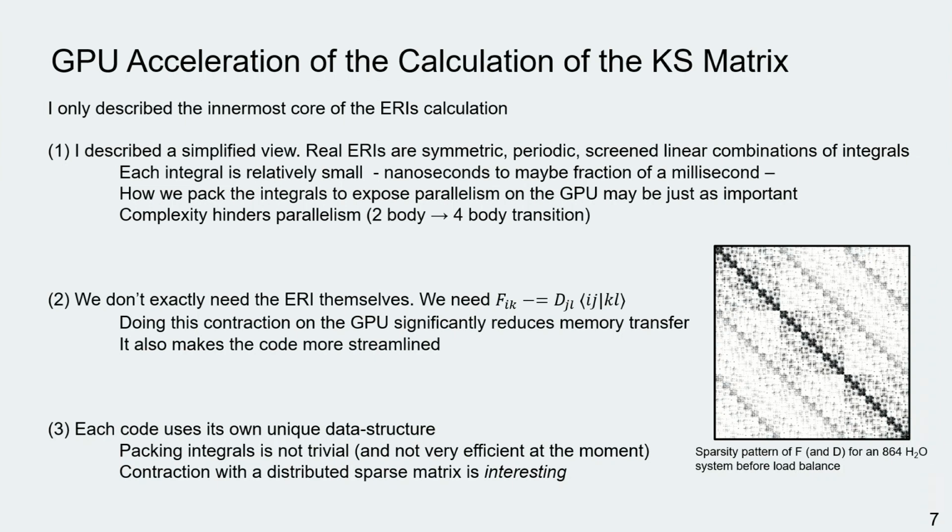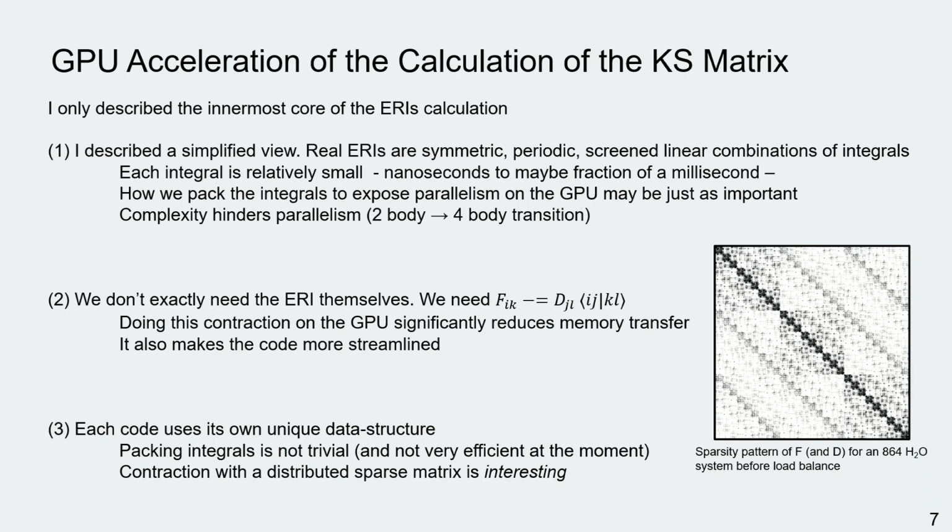Essentially, we could use some intermediate values that can be computed before the actual integrals, but it complicates the code quite a bit. It complicates the data transfer quite a bit, so we actually don't think it's going to increase performance. Of course, we don't need the electronic repulsion integrals themselves. They are just a nice intermediate step. What we need is their contraction. We do this contraction on the GPU, so we reduce memory transfer a lot, and it actually simplifies the code. We can do a lot more work in parallel.